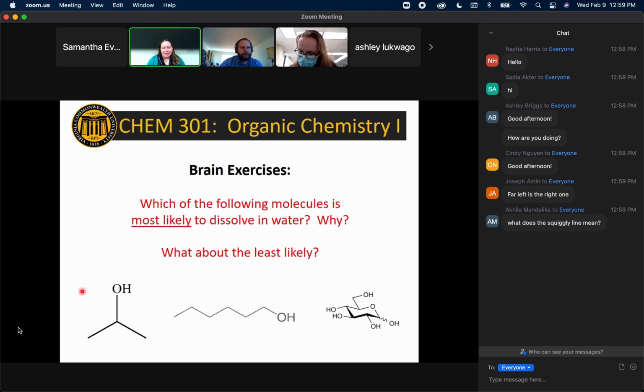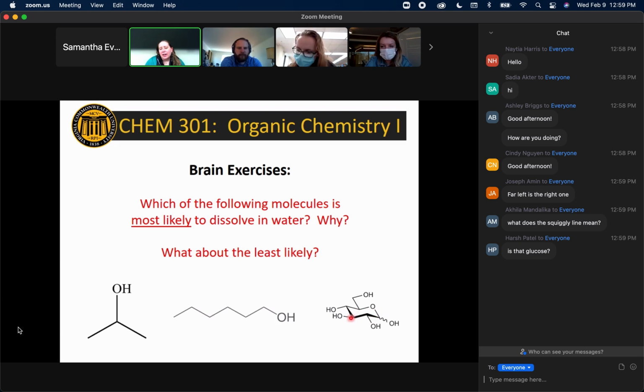All right, we've already got people answering the squiggly line. So somebody's got a question about the squiggly line over here. This is a way of representing this molecule overall in a three-dimensional way. You can see the wedges coming towards you guys. So you guys learned about wedges. So we're kind of trying to look at this molecule from the side.